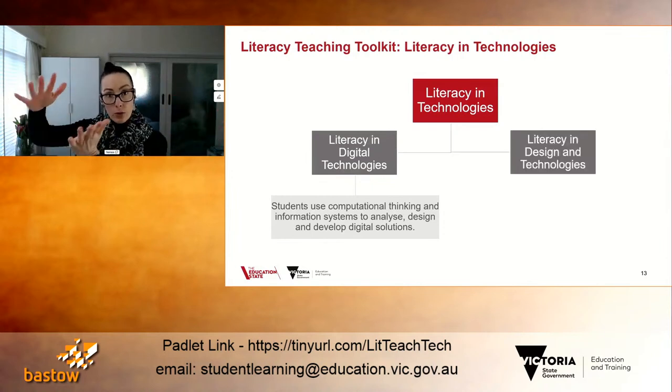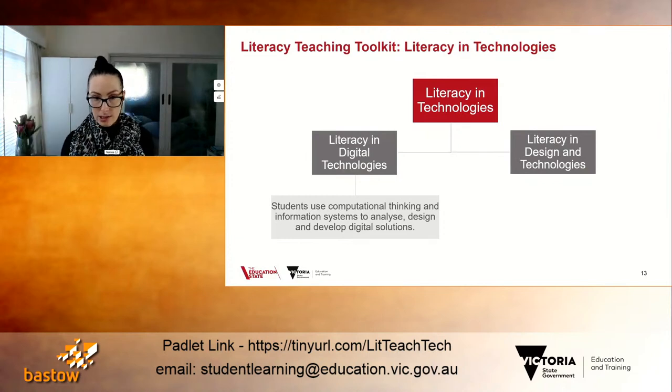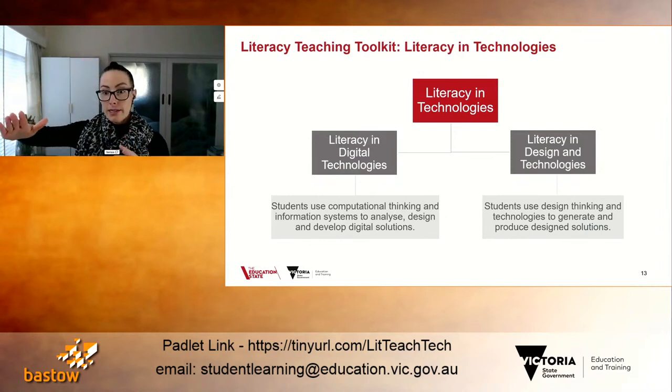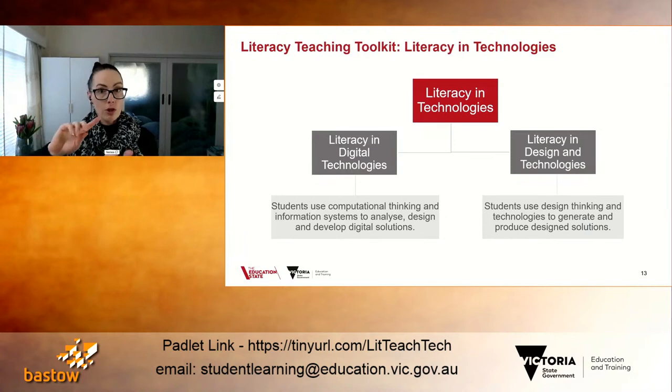The other half of the toolkit looks at literacy in design and technologies, which is different to the digital technologies strand. In design and technologies, students use design thinking and technologies to generate and produce design solutions. So if you're a literacy teacher and you're thinking, what's the difference between those two? The left-hand strand is really the computer version of technologies. In the right-hand strand, we're going down to those four sub-strands, like engineering, food and fiber. We're talking about materials and technologies. So they're two very different strands, all talking about literacy and technologies.